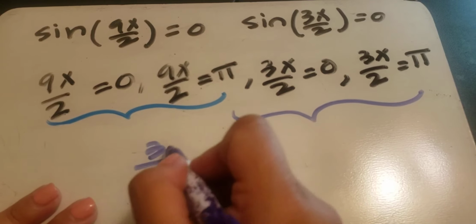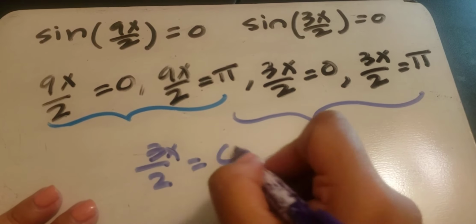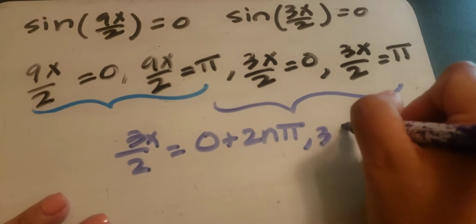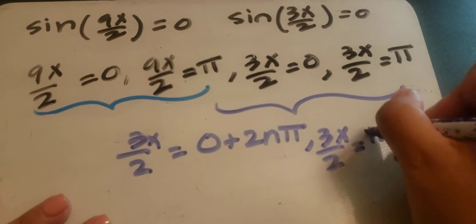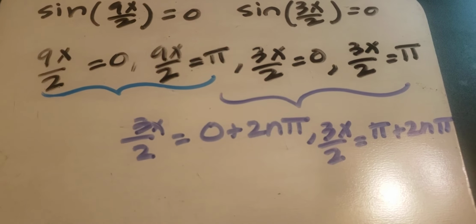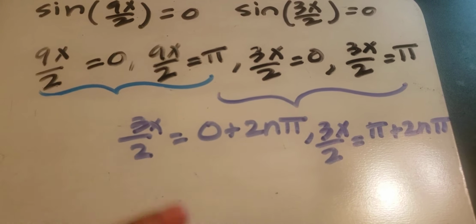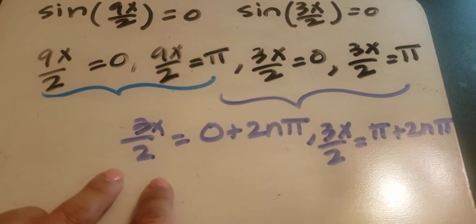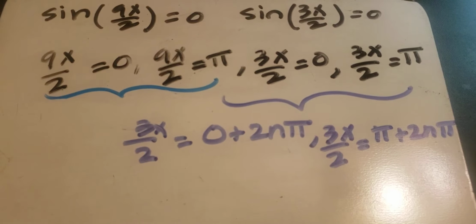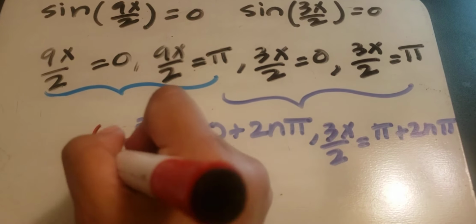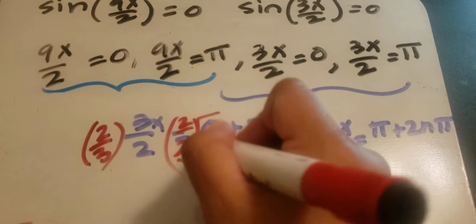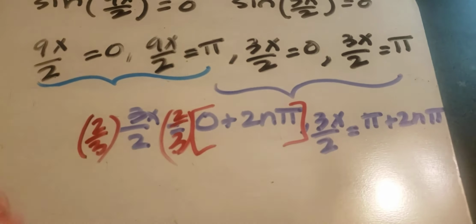We remember 3x over 2 will give me 0 plus 2n pi, and 3x over 2 will give me pi plus 2n pi. Basically, I'm writing a general equation, because it's going to happen multiple times between 0 and pi. Now I'm going to isolate x by multiplying by the reciprocal on both sides. So I'm going to multiply by 2/3, like I did the last one, except it was 2/9.